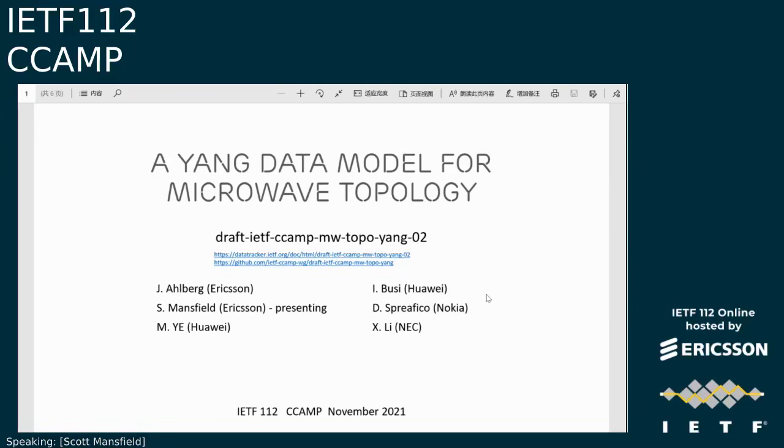So welcome, thanks, chairs, and welcome to the CCAMP working group. This is the first time you've heard about this one in a while, so we felt that it was time to provide an update on the microwave topology YANG data model. There is a version 2 draft that's available, and you can see a couple links there. One's to the data tracker and one's to our brand new GitHub that we're trying to migrate to so we can track issues and those types of things. You can also see the authors on this page too. Next slide, please.